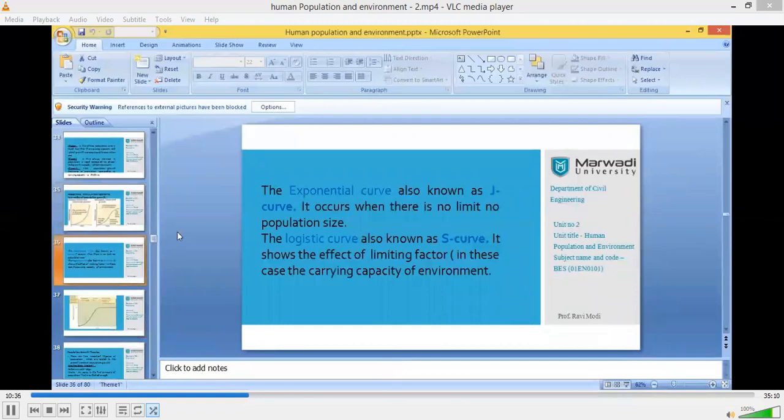The exponential curve is also known as the J curve. The other one is known as the sigmoidal curve. The exponential curve occurs when there is no limit on population size. The logistic curve is known as the S curve or sigmoidal curve. It shows the effect of a limiting factor, in this particular case the carrying capacity of the environment.